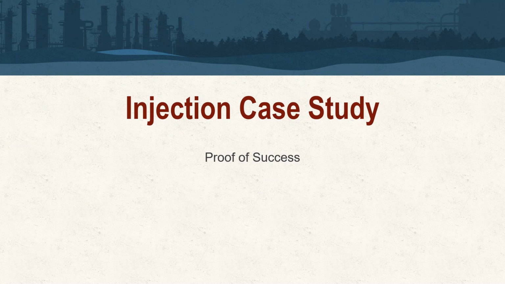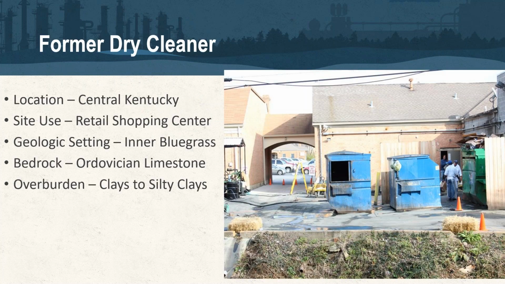So walking into our case study showing an actual implementation of this technology and methodology involves a former dry cleaner here in Central Kentucky. So for all you CVOC folks on the call that answered that poll, this is right up your alley. I started working on this when I came on board with AST; this is where we were actively working when I first came on board in 2011. The actual site use is a retail shopping center.